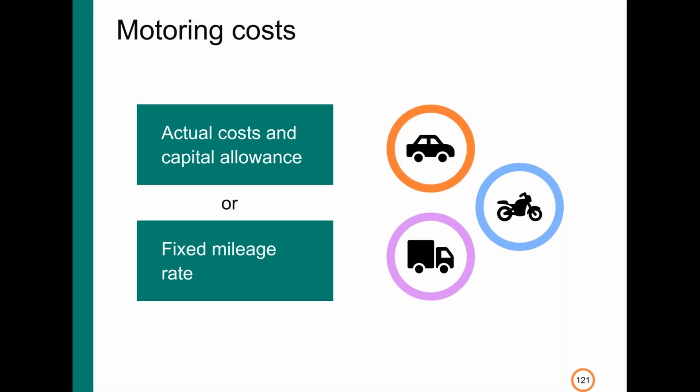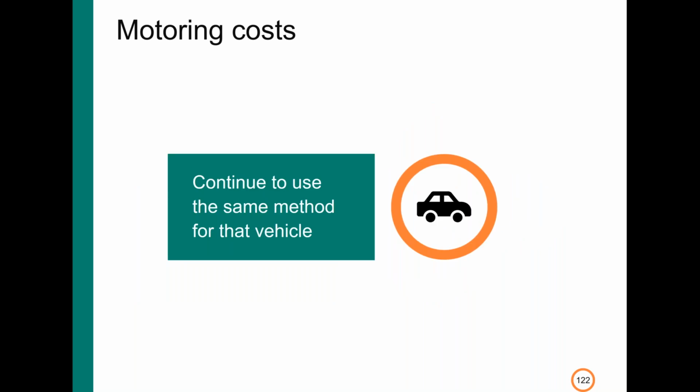Individual landlords can use two different methods to work out their expenses when they use a car, van, or motorcycle for business journeys. They can choose to use the actual running costs and claim capital allowances for the purchase of the vehicle. Otherwise, they can use a fixed mileage rate. You must use the same method all the time you have that vehicle for your business. So if you use the actual costs for a vehicle last year, you cannot use the fixed mileage rate for the same vehicle this year.